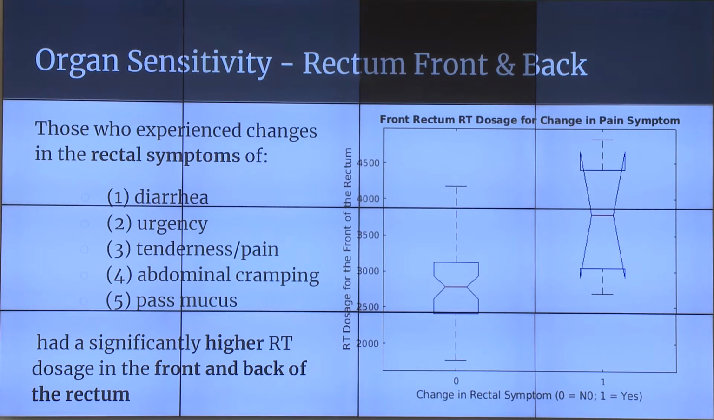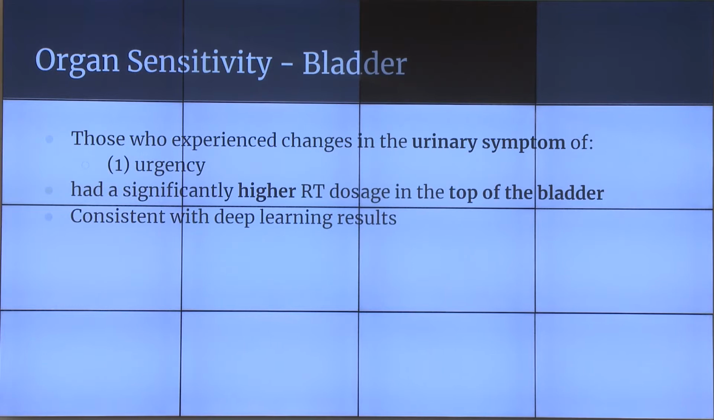This is specifically looking at the pain symptom, which is listed as number 3, for the rectum. And we can see that the radiation distribution for category 1 is much higher compared to category 0. So those who did have a significant change in symptoms, those in category 1, did have a significantly higher radiation dosage in the front of the rectum, which is just for this plot. However, for the bladder, we didn't have as many significant results. We only found that those who experienced changes in the urinary symptom of urgency had a significantly higher radiation dosage at the top of the bladder.